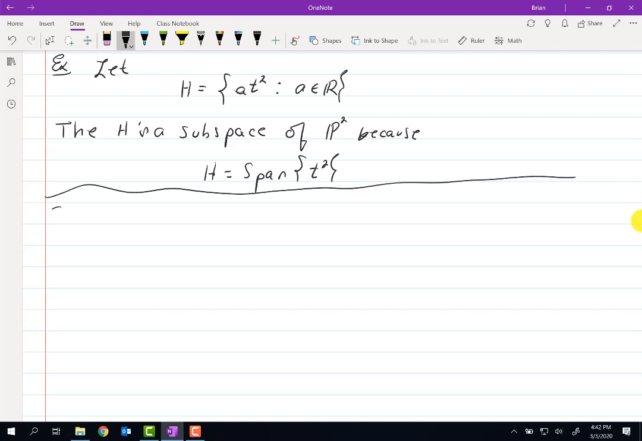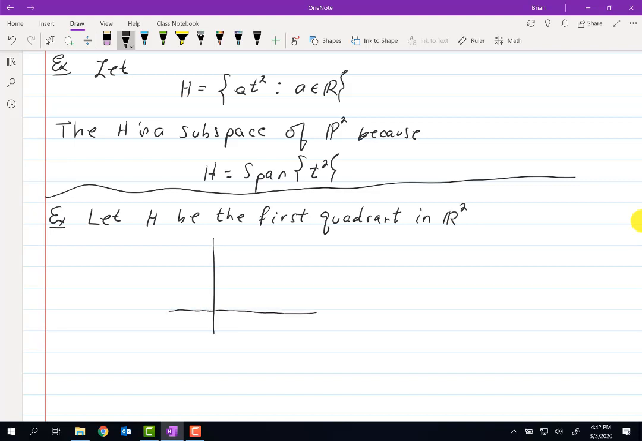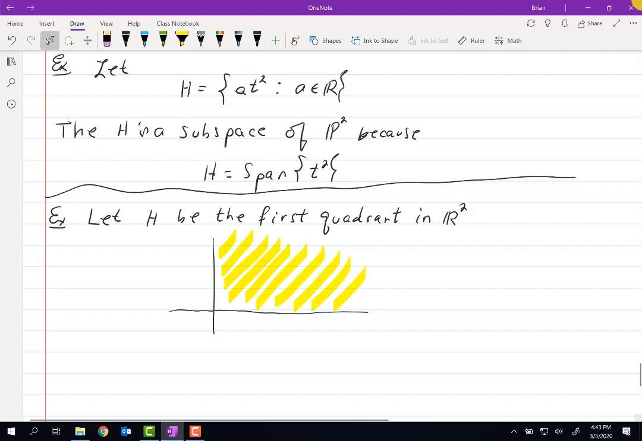Let's take a look at some graphical examples. Suppose let H be the first quadrant in R squared. So H, I'll do just a quick shading figure. I think I'm going to pick a different kind of a color here, like so. So the question here is, is H a subspace of R squared?